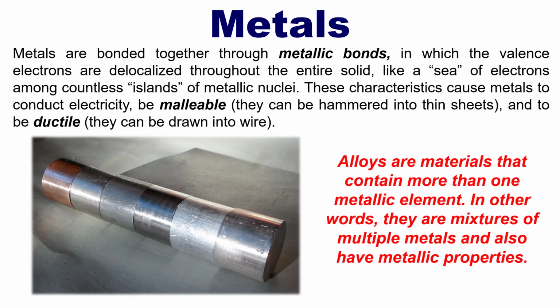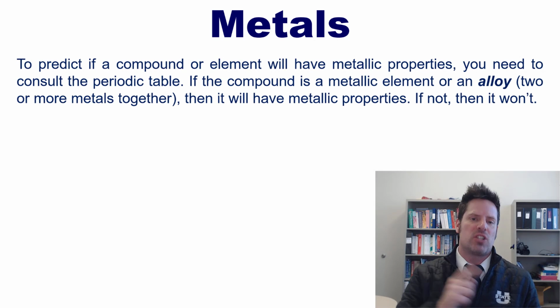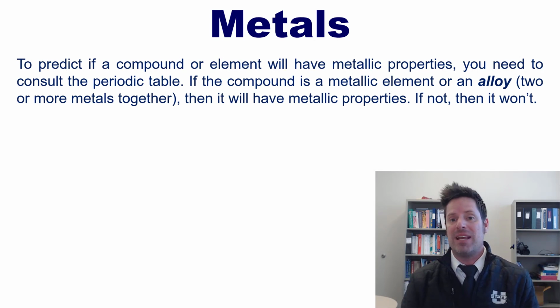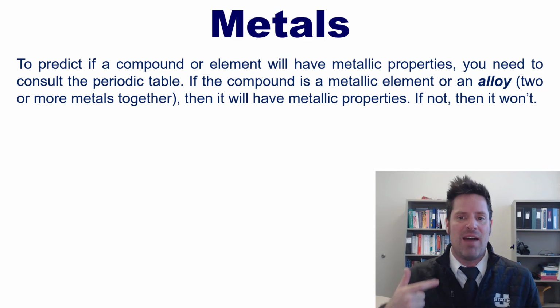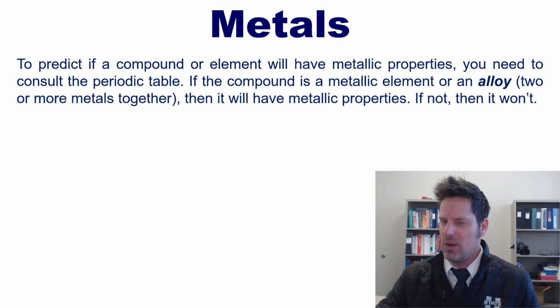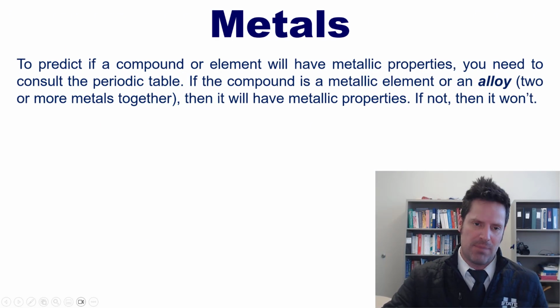Additionally, alloys are materials that contain more than one metal together. In other words, they are mixtures of multiple metals and they also have metallic properties. To predict then if a compound or element will have metallic properties, you need to consult the periodic table. If the compound is a metallic element or an alloy, that is two or more metals together, then it will have metallic properties. If not, then it won't. And as a reminder, this is the chart that shows us which elements are metals, which ones are nonmetals, and which ones are metalloids.